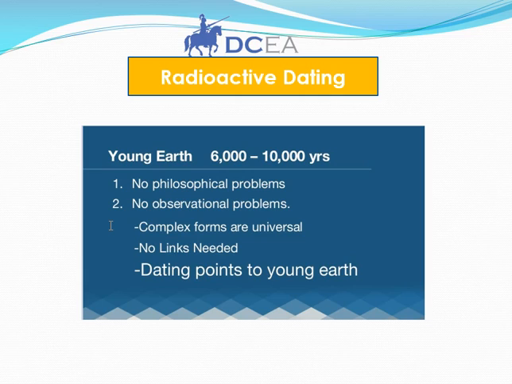And science has actually proved that there are no philosophical problems with that, no observational problems with that, that no links are needed to any other information to make it true, and that the complex forms that were studied are universal, and the dating points to a young Earth. So the science actually backs up a young Earth. It just depends what the assumptions are when you start your scientific experiments.